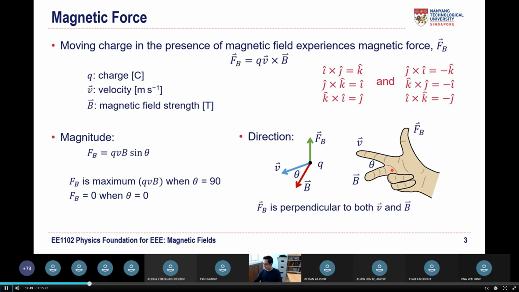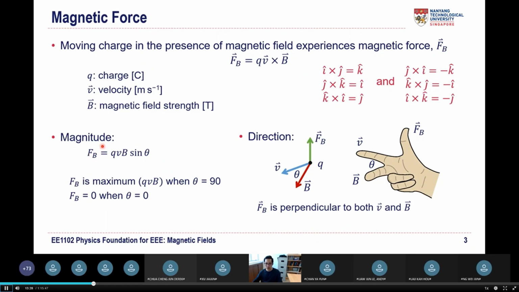Of course, that's when everything is perpendicular to each other, meaning everything is 90 degrees to each other. But sometimes you don't always get something at 90 degrees. For instance, your moving charge may not be at 90 degrees to the direction of the magnetic field. In that case, you have theta here, which reduces the size of F_B, and you can use this equation. Theta is the angle between V and B, and if you multiply all that, you get the magnitude of the force.